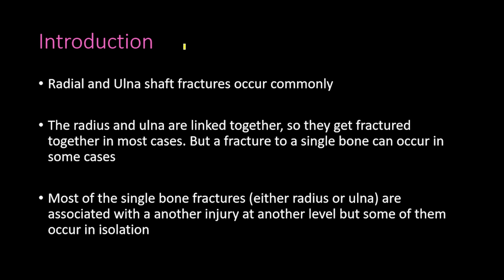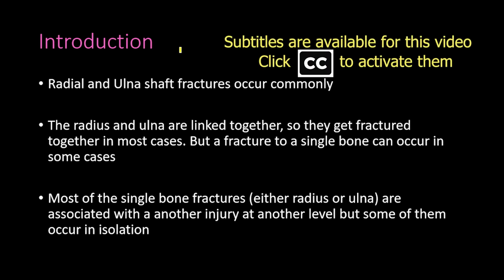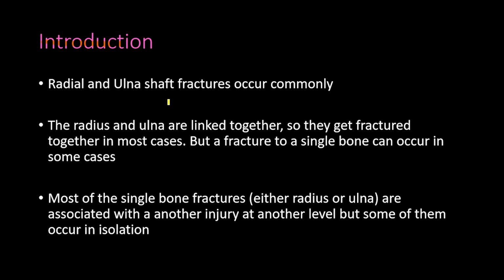So, in our talk about the radius and ulna shaft fractures, we will start with an introduction. The radius and ulna shaft fractures occur commonly, and the radius and ulna are linked together. They are linked by the proximal and distal radio-ulnar joints, and they are also linked together by the interosseous membrane. And because they are linked together, they get fractured together in most cases.